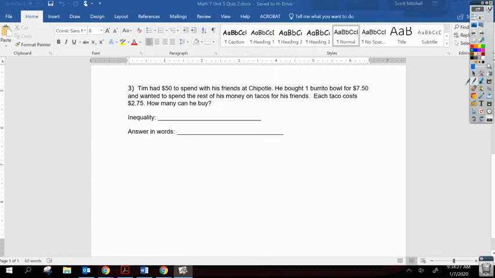The word problem. A lot of us had confusion on the answer in words. When I say the answer in words, I don't mean take the inequality and translate it. I mean solve it, and then once you're done solving, tell me what your answer means. Let's first read the word problem.